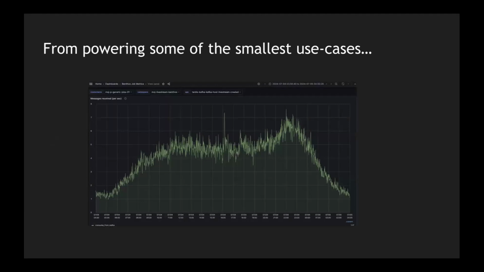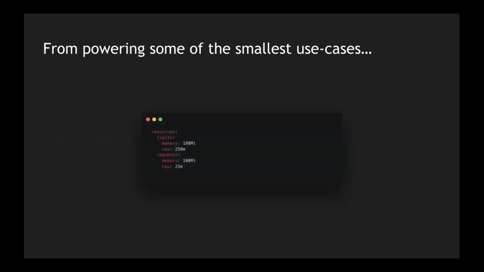So this is the smallest use case we have. I'm not sure if you can see it properly, but it is just 10 messages per second at peak. This is one use case which had a very low throughput. So this is our configuration for that job. We have 25 millicore CPU as request and 100 MB of memory, which is actually high. We can decrease it further. Limits, don't care about those. But 25 millicore is running at 10 messages per second.